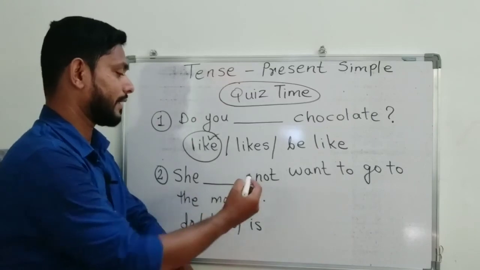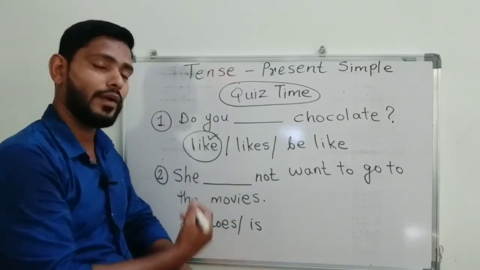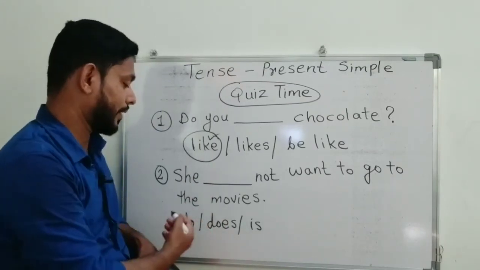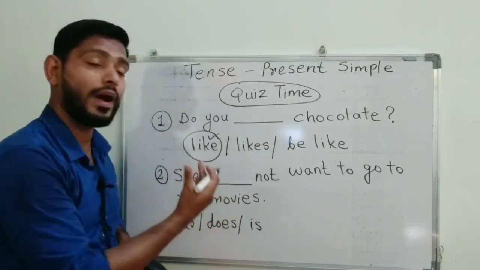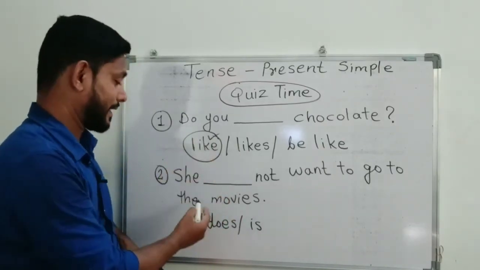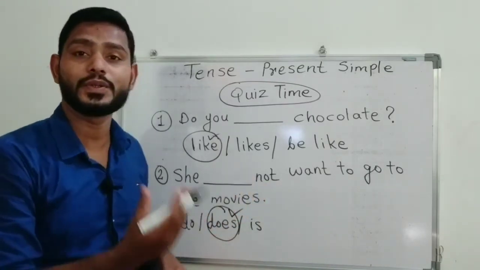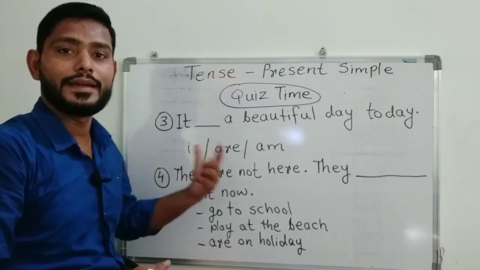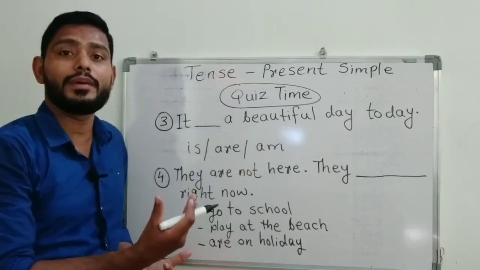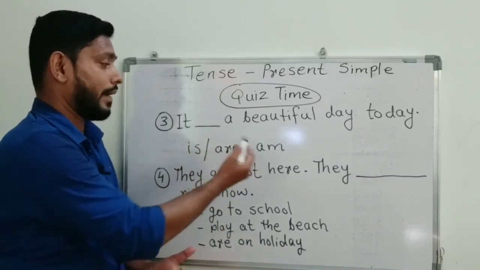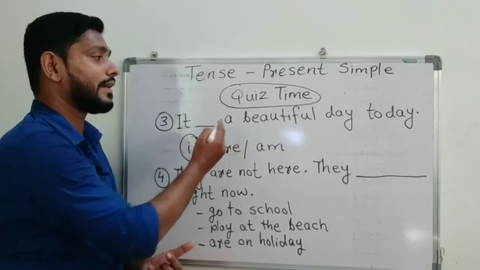Second one, she blank not want to go to the movies. What may be the correct option from among these three? She is third person singular, and what verb has to be used? She does not. She does not want to go to the movies. Here is the third question for you. It blank a beautiful day today. What may be the correct option? Is, am, are. It is a beautiful day today.